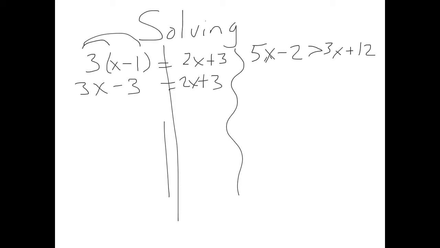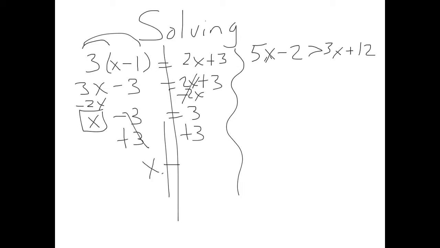So now we have x's on both sides, so we can't have x's on both sides, so we've got to get rid of the one on the right, because remember I like to have my x's on the left. So I minus 2x from both sides. 3x minus that is 1x. Bring down my minus 3 equals, those cancel out. Bring down my 3. Box my x, add 3 to both sides to get rid of that. Those 3's cancel, and I get that x equals 3 plus 3 is 6.